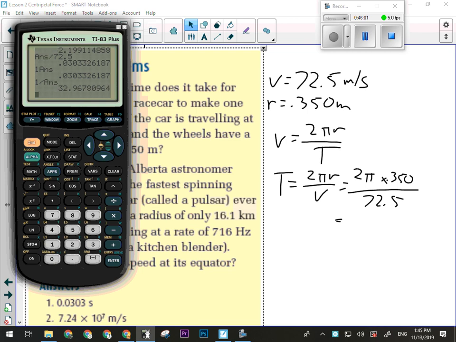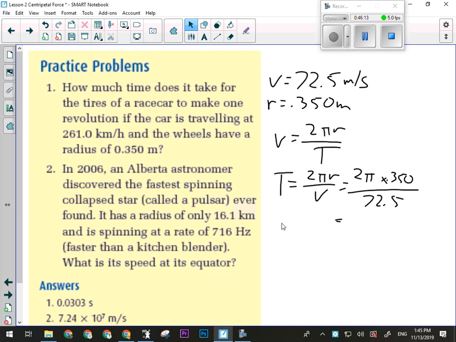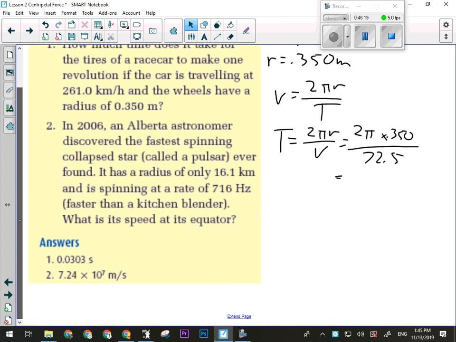Okay, so that means that those wheels go around 33 times per second. Is that a lot? But, I mean, it's going 260 kilometers an hour. Okay, that's pretty fast.